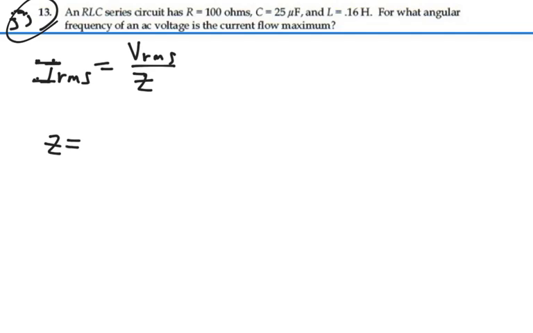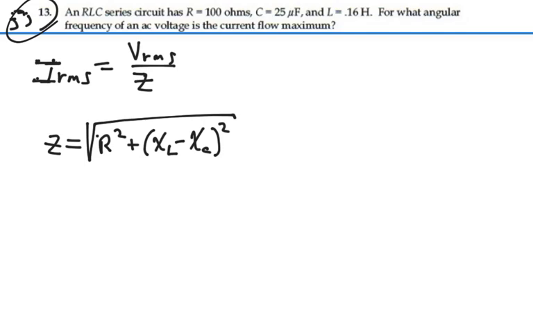Now in general, the impedance is going to be equal to the square root of the resistance squared plus the net reactance, which is the inductive reactance minus the capacitive reactance, squared. One way I can reduce the impedance in order to get maximum current is if somehow I can get this second term of reactance to equal 0. And hence, in that case, my impedance would just simply be equal to the resistance of the circuit. And there would be no extra impedance due to the net reactance.